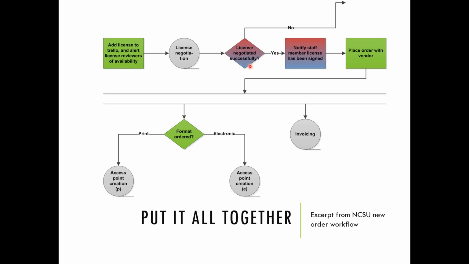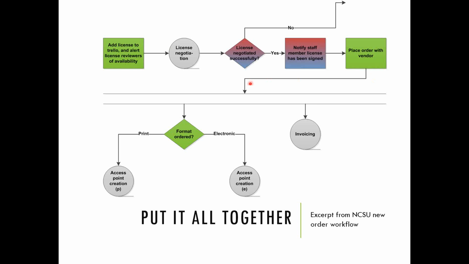And then there's a decision point to see if this license has been negotiated successfully. If it has not, it would just go off into some sort of, we're not going to buy it kind of place, and maybe we would put it in a queue and hope that we could get it another time. But if the license is negotiated successfully, then the license reviewer would notify the staff member that the license is completed, that it's been signed, and then the staff member can pick up this workflow and actually go on and place the order with the vendor.